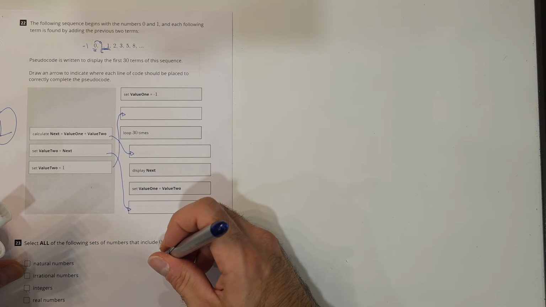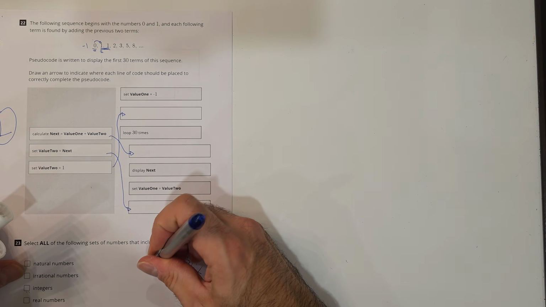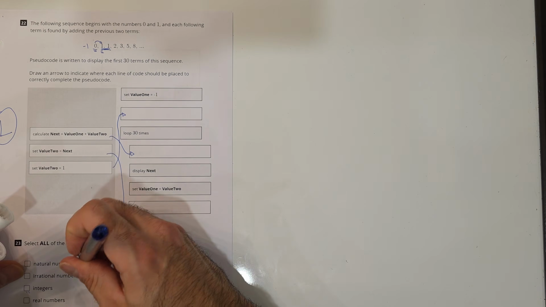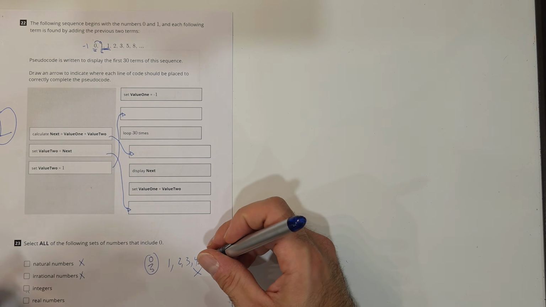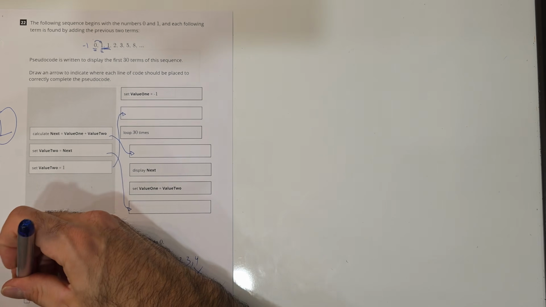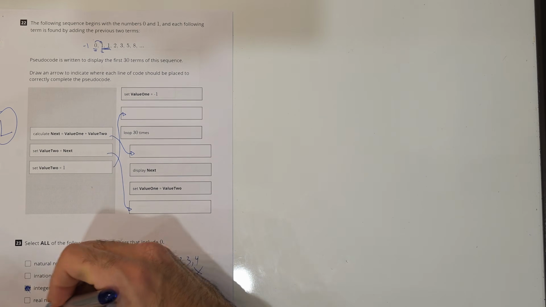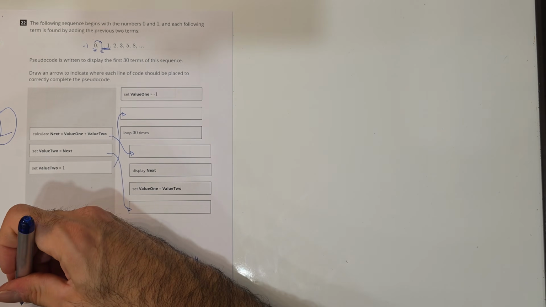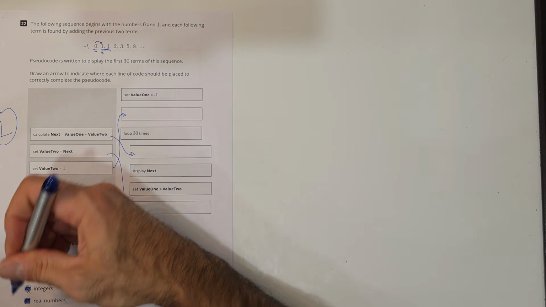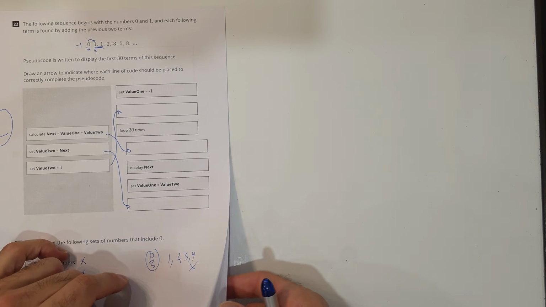Irrational numbers are numbers that can't be represented as a fraction. Well, I can say 0 is 0 over 5, so that's wrong. Integers: positive, negative, all whole numbers. That's right. Real numbers: every number in existence. Yep, I think so. Done. Moving on.